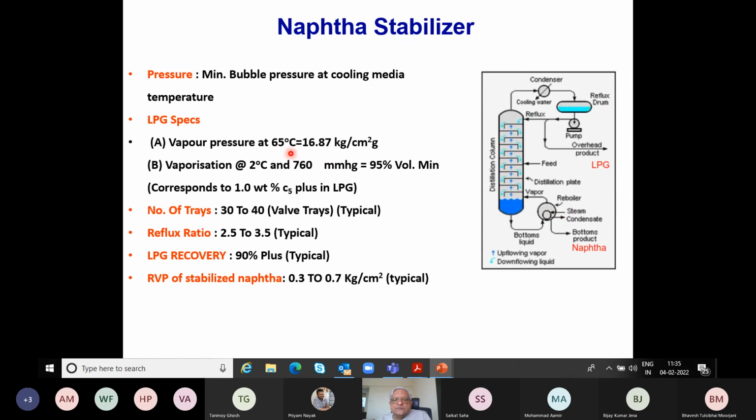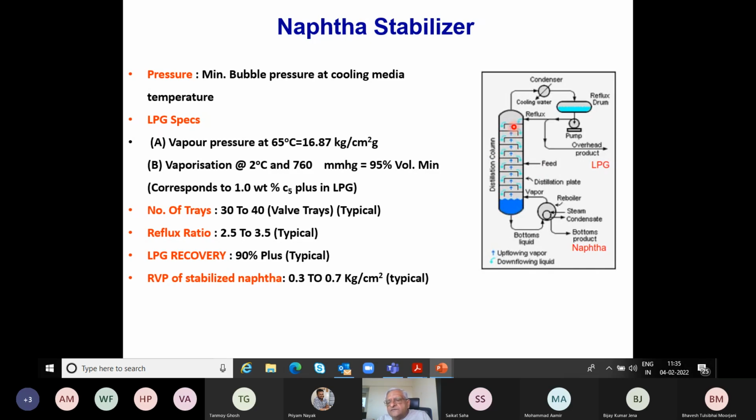And so what is the fractionation criteria here? That means what are the light key and the heavy key components. You must have learned the definition of light key and heavy key. So let me help you recap. The light key is a component which we want to minimize at the column bottom. And the heavy key is the component in the feed which we try to minimize at the column top.